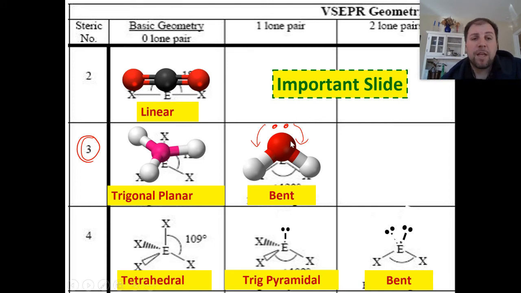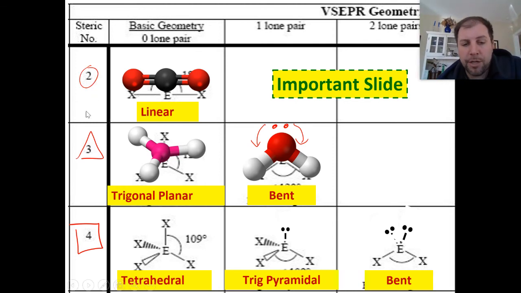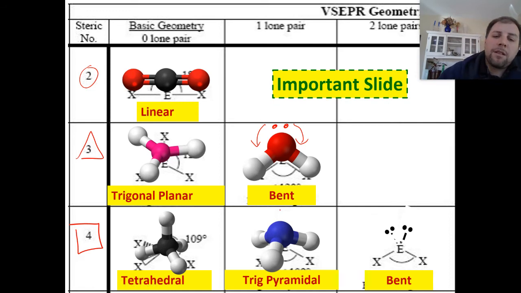If you got 4 things going on around your central atom, then you are tetrahedral. But if one of them is a lone pair that you can't see, then it looks like this, and we call it trigonal pyramidal. Again, you can't see these lone pairs on top, but they're there, and they are acting on the other bonds.